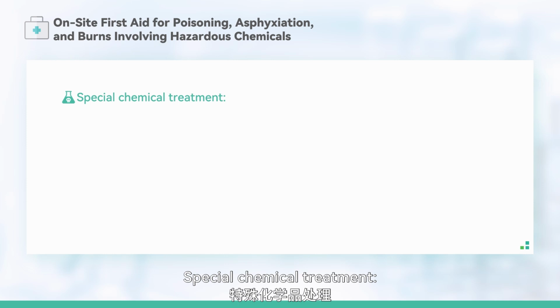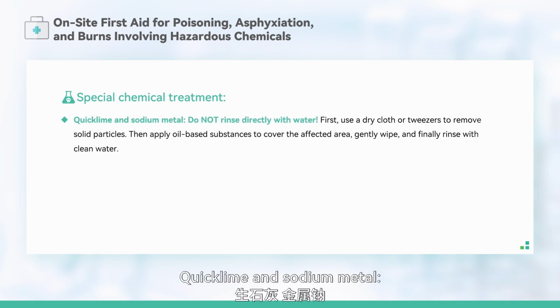Special chemical treatment. Quicklime and sodium metal. Do not rinse directly with water. First, use a dry cloth or tweezers to remove solid particles. Then apply oil-based substances to cover the affected area, gently wipe, and finally rinse with clean water.